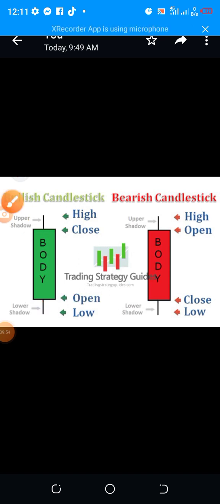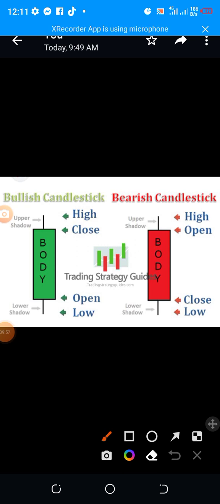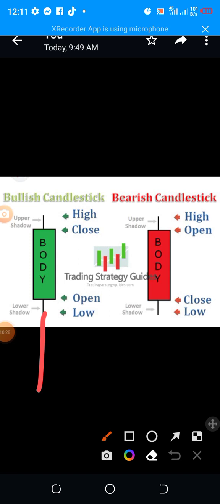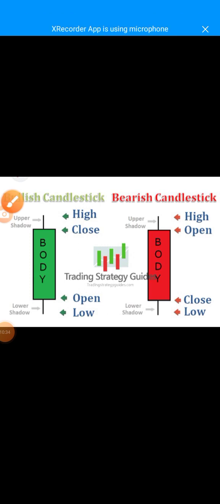The same thing applies when we go to this red candle, the bearish candle here. It means that the candle started at that point. Before we go to that, the bullish candle starts down. It starts forming here, down, and then towards up. But the bearish candle starts forming upwards.